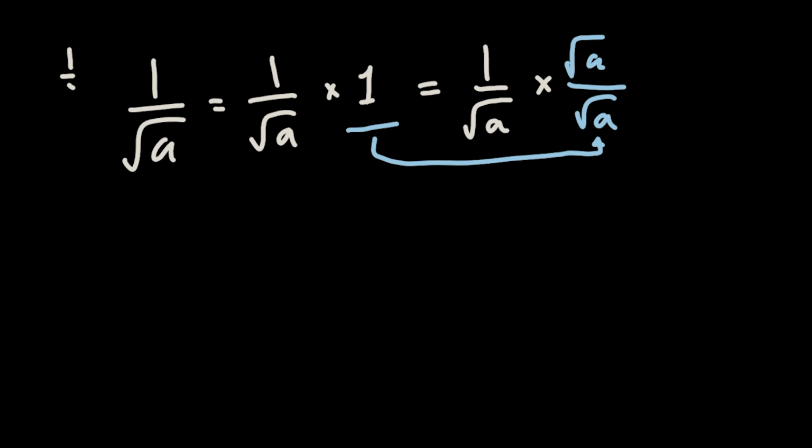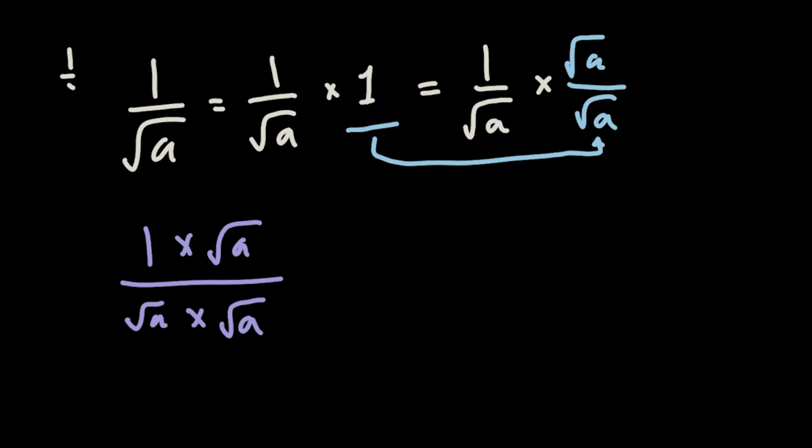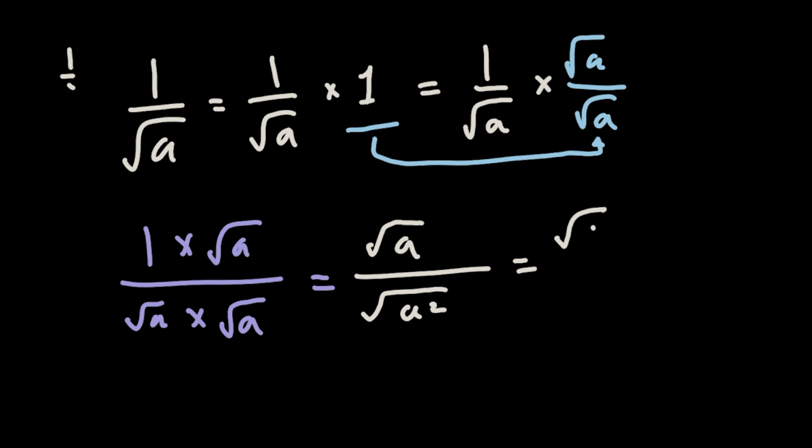So now we will have 1 multiplied by root of a over root of a multiplied by root of a. And that would equal, we have 1 multiplied by root of a, it's root of a, over root of a multiplied by root of a, we can write it as root of a squared. And that would equal the square root of a over a. And you can notice here that we have removed the root. Let's see the next case.